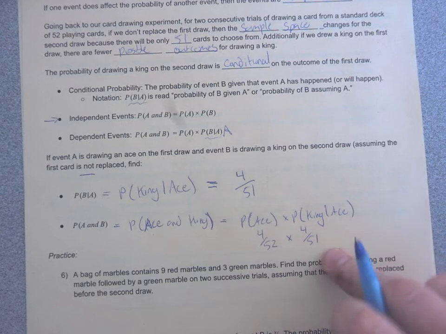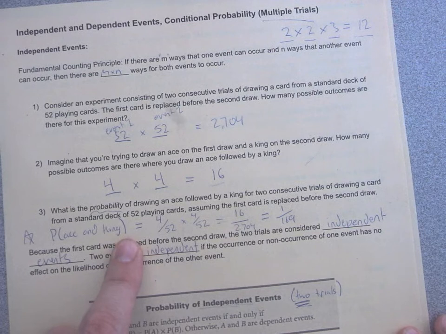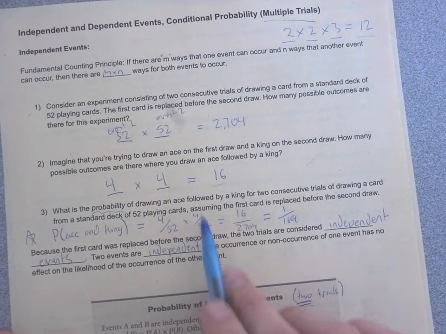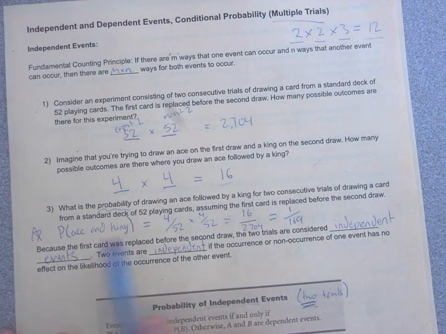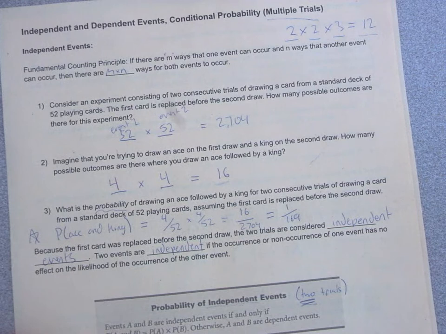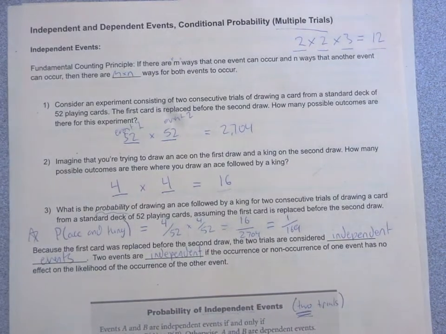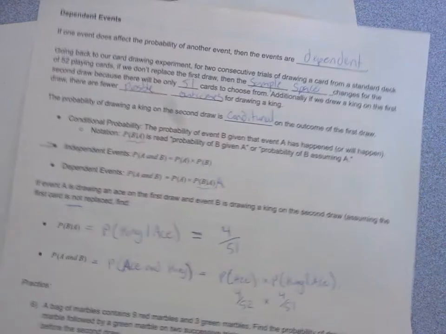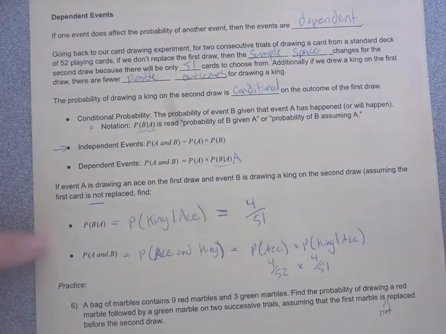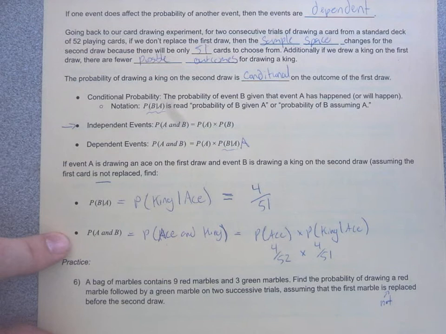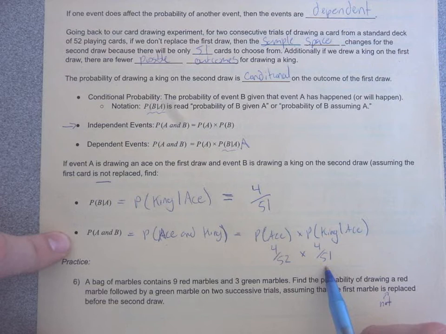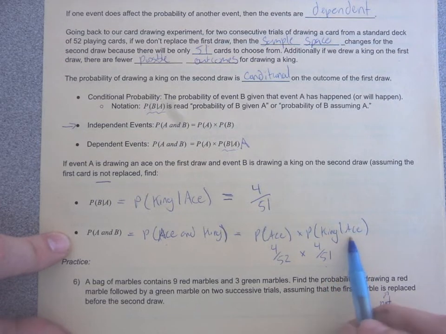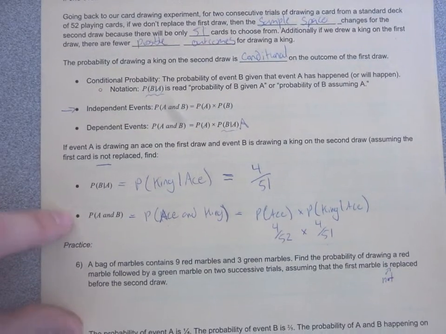So notice how this one is slightly different from what we did over here on the first page. Right here it was 4 out of 52 times 4 out of 52 because we replaced the card, which means that these events were independent. They had nothing to do with each other. The first one didn't affect the second one. So we have this idea. Okay, in this scenario, the only thing that we changed is we didn't replace the first card. And so we have to change the second probability. It's not 4 out of 52 anymore, it's 4 out of 51. Because again, we're assuming that this ace that was pulled isn't getting put back.